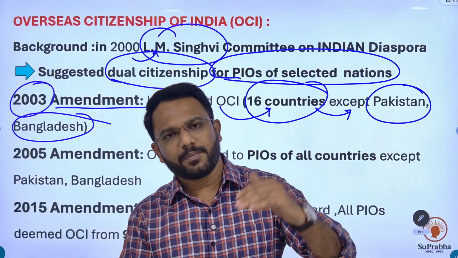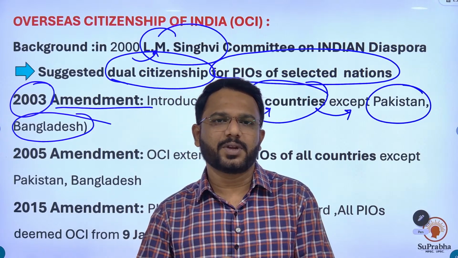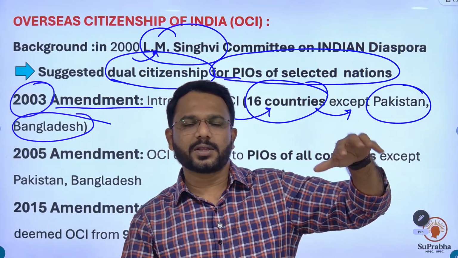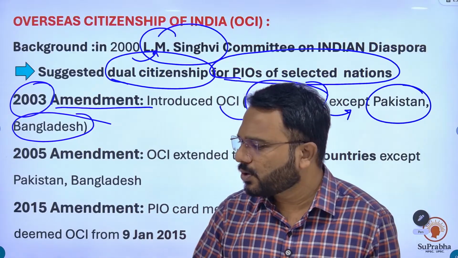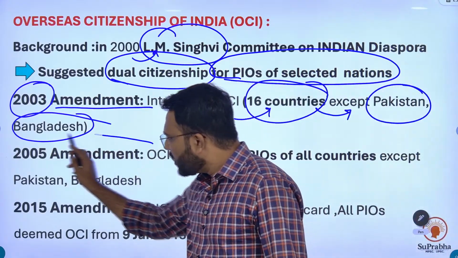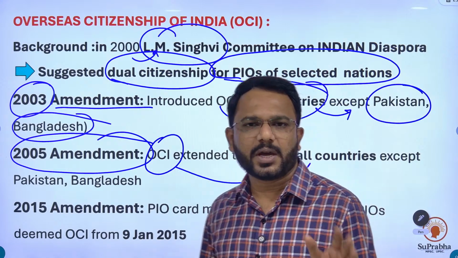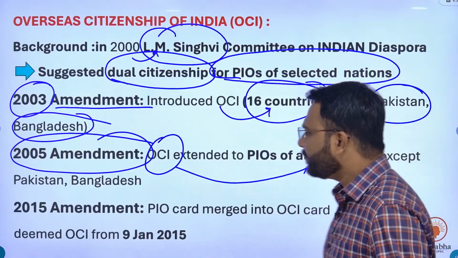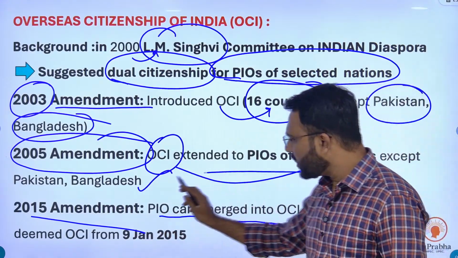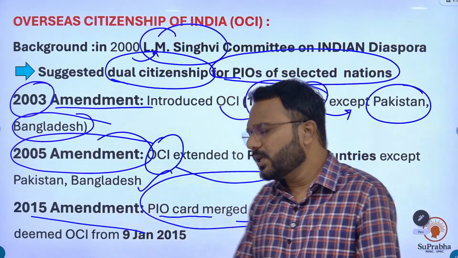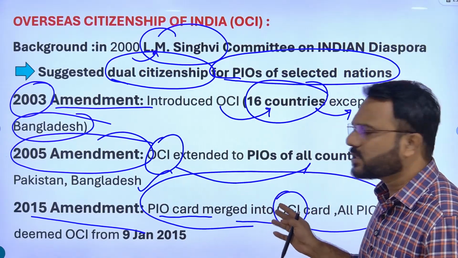So that the individuals may come to India and reside for some time. These are rich individuals, well established there, and if they come to India and reside for some time, they might invest in India as well. That was the main reason. In 2005 the next amendment extended OCI status to all PIOs residing in all countries except Pakistan and Bangladesh. In 2015 the next amendment merged the persons of Indian origin card with the overseas citizen of India card. So this was some background story of the overseas citizen.